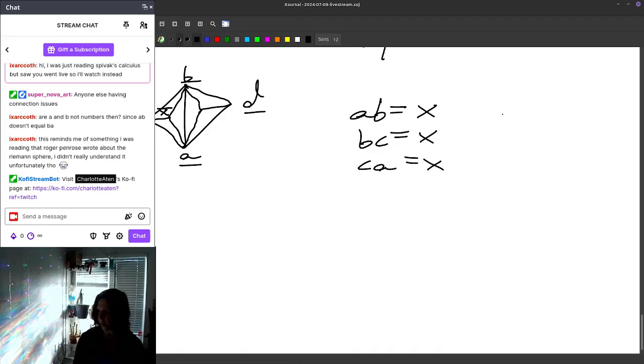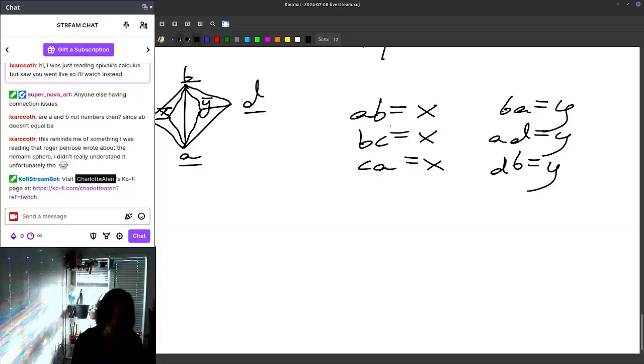And then I'll say, similarly, B times A is maybe some new thing I'll call Y. B times A times D is also Y, and D times B is Y as well. Okay, so if I could come up with a quasi-group, or even a group if I could make it associative, but I'm not going to force myself to make it associative.